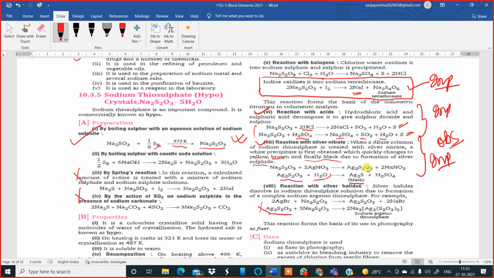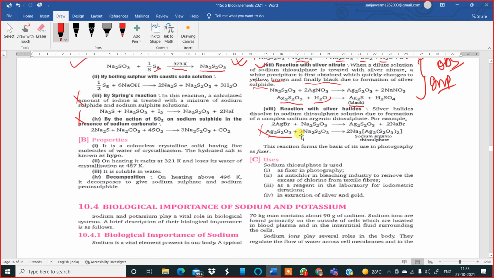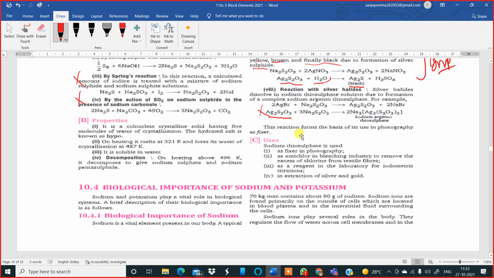Okay, now after this, the uses of sodium thiosulfate. The uses of sodium thiosulfate are required. It is used as a fixer in photography. Suppose you want to print out a photograph, it gets printed on the photo paper, so it has to be fixed, otherwise the photo will come out again. That's why you use sodium thiosulfate in the solution in which you dip the photographic paper and take it out and dry it, so that it acts as a fixer in photography. It is used as an anti-chlor in the bleaching industry to remove the excess of chlorine from textile fiber.